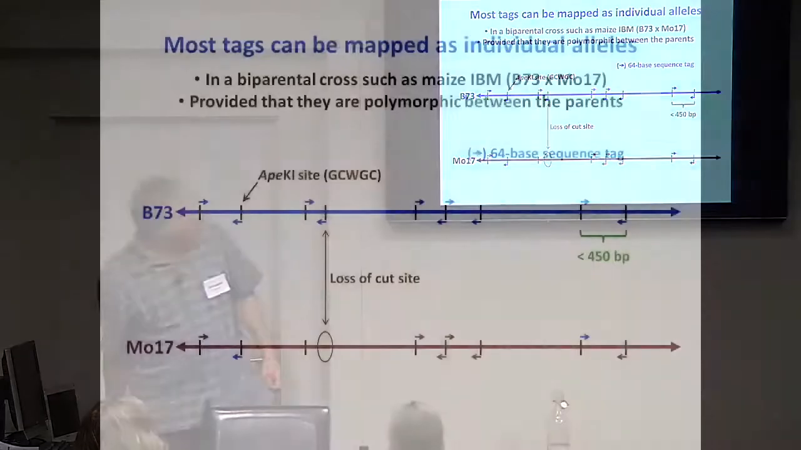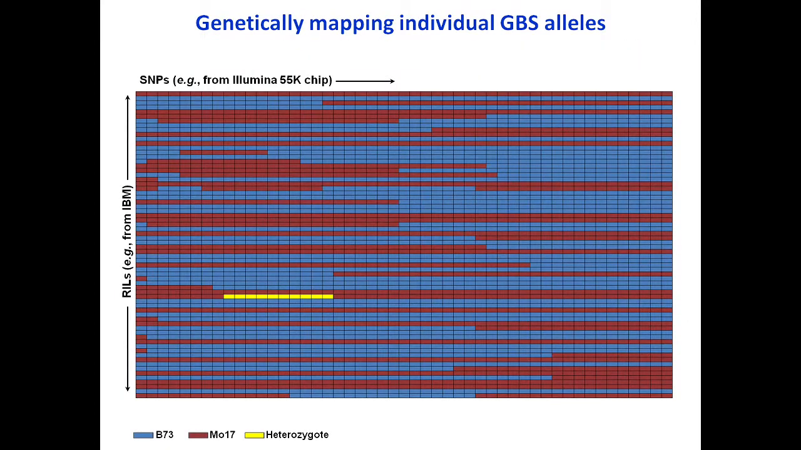So how do I do that? I use a binomial. I have the 55K SNP chip data for the IBM mapping population, B73 crossed with Mo17. As I showed you, that's a great chip for that family. This is a representation of some of the data along part of a chromosome, an external framework map of SNP chip data. These are the genotypes. Blue is B73, red is Mo17, and yellow is heterozygote.